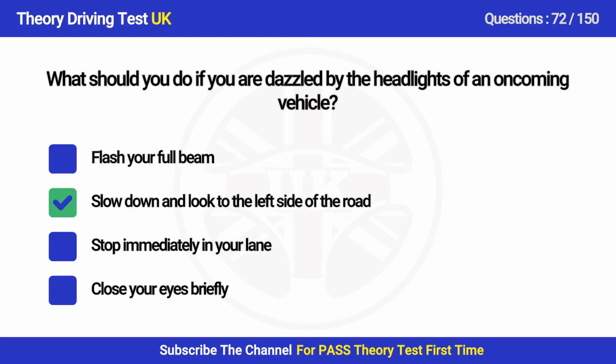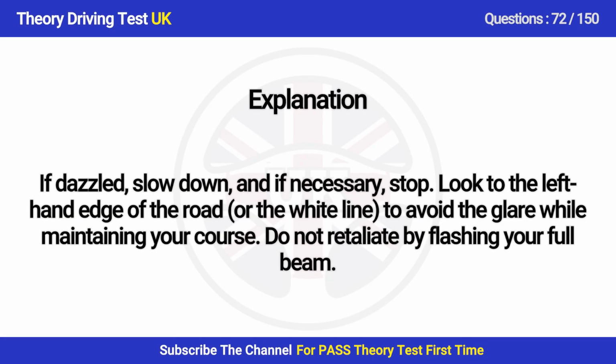Answers is B. Slow down and look to the left side of the road. If dazzled, slow down, and if necessary, stop. Look to the edge of the road or the white line to avoid the glare while maintaining your course. Do not retaliate by flashing your full beam.